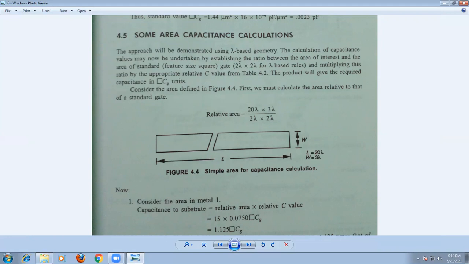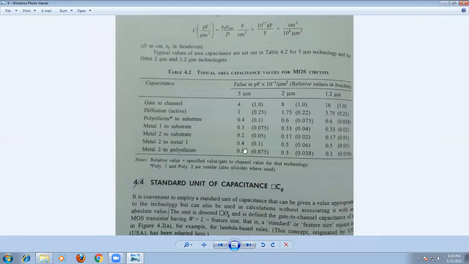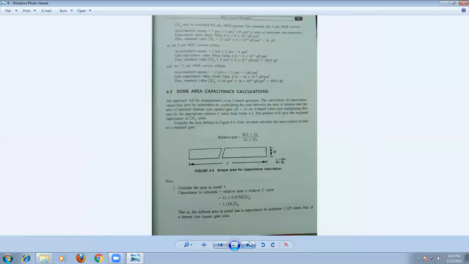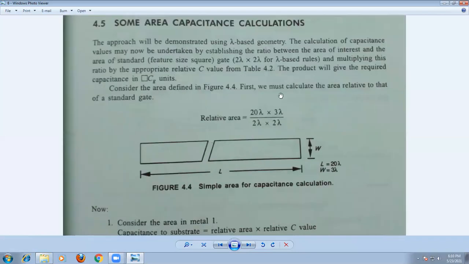We have already obtained the relative value of the C from the table. The relative value of the area multiplied by the relative value of the capacitance gives the value in the standard unit of capacitance. Remember this concept. Therefore the product will give the required capacitance in square Cz units.